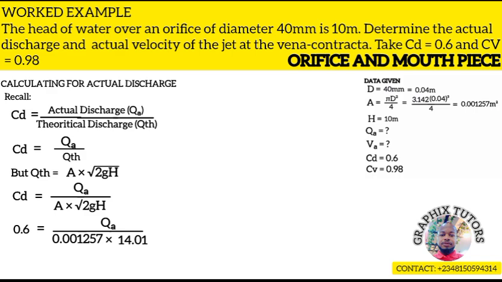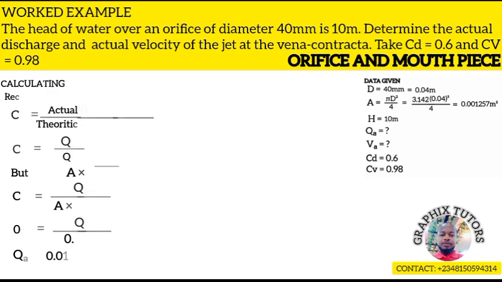Now my 0.6 gives me the actual discharge over the product of 0.001257 times 14.01, which is 0.0176. So if I make the actual discharge the subject of the formula, my actual discharge will be 0.6 times 0.0176, which gives 0.0106 cubic meters per second. So this is my actual discharge.